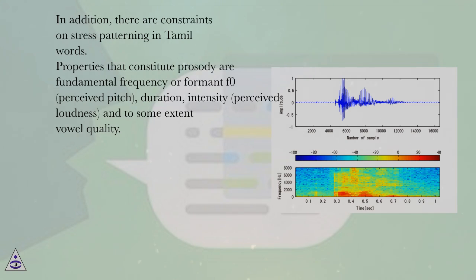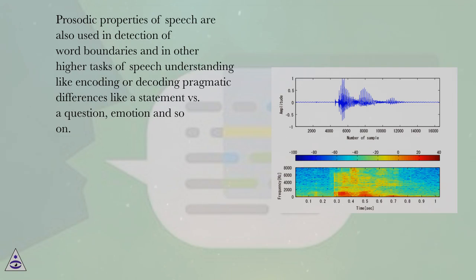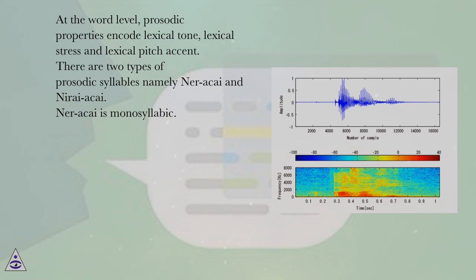Properties that constitute prosody are fundamental frequency or formant F0, perceived pitch, duration, intensity, perceived loudness, and to some extent vowel quality. Prosodic properties of speech are also used in detection of word boundaries and in other higher tasks of speech understanding like encoding or decoding pragmatic differences like a statement versus a question, emotion and so on. At the word level, prosodic properties encode lexical tone, lexical stress and lexical pitch accent.